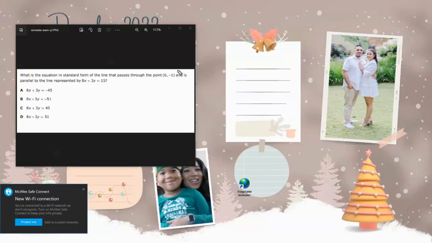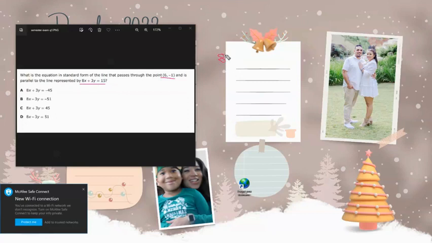Everybody, good evening. So I'm going to go over how to do this question. What is the equation in standard form of the line that passes through points 6 and -1 and is parallel to the line represented here? So the first thing we're going to have to do is solve for y.